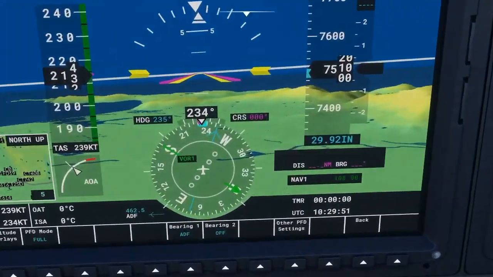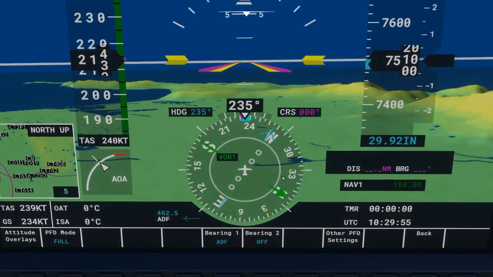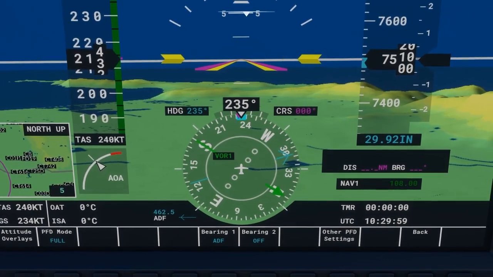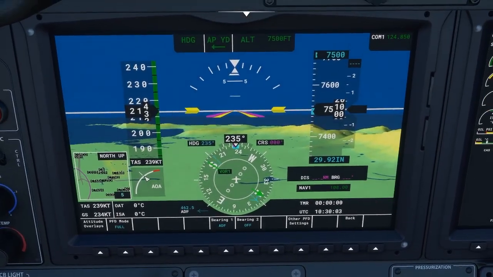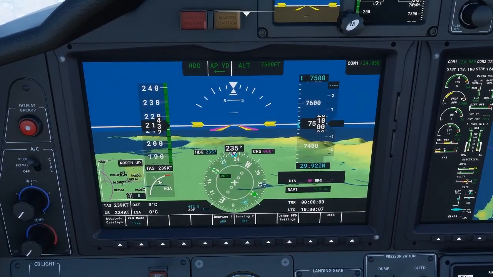So you can see we're passing really close now. The needle's really sensitive, and it's going to flick right around in the next second here as we go. So there, we're 90 degrees now, and now we're tracking away. The other thing we're going to discuss is how to track an NDB.